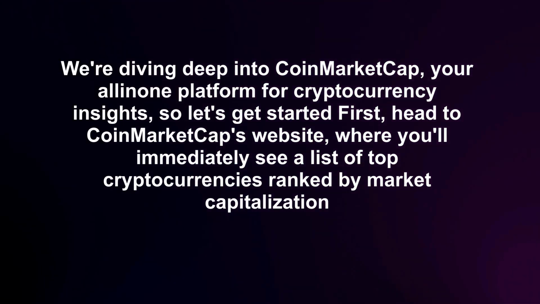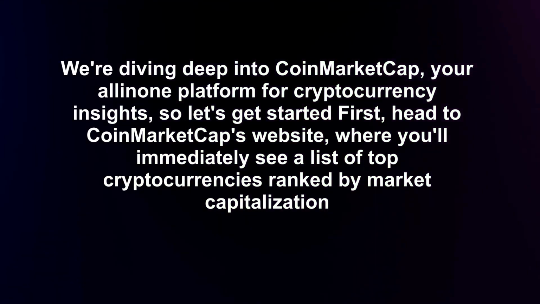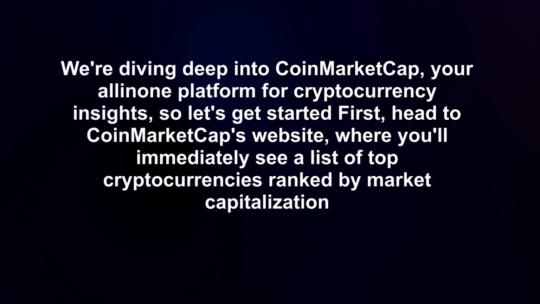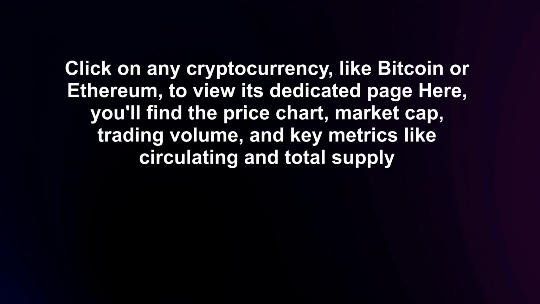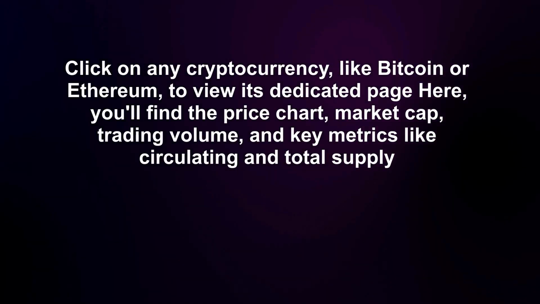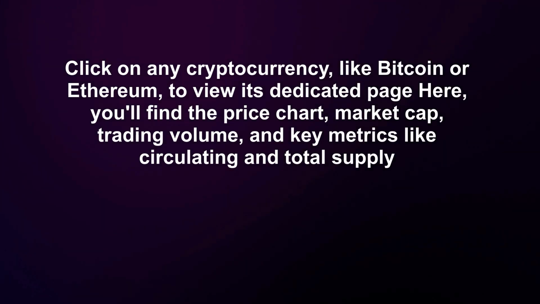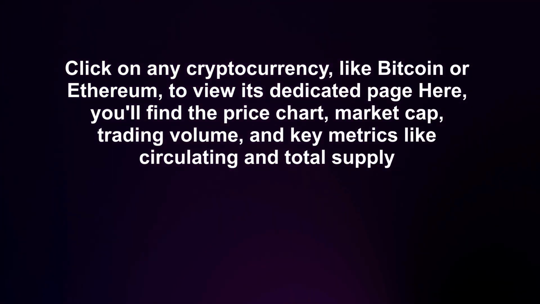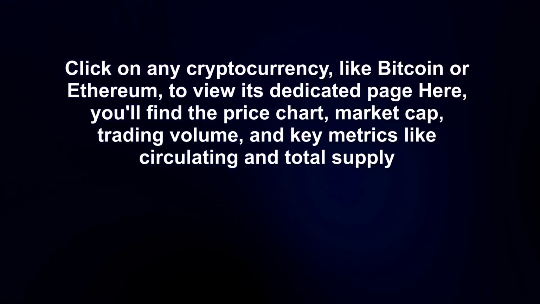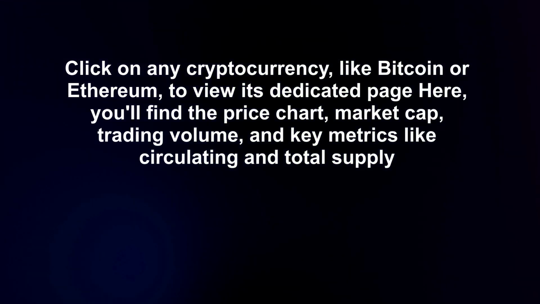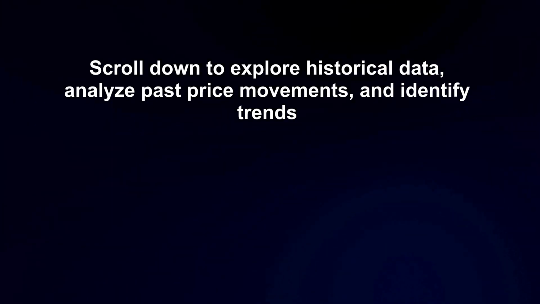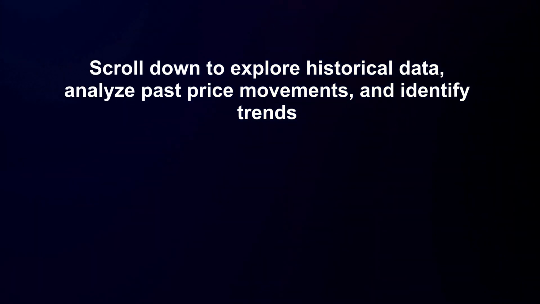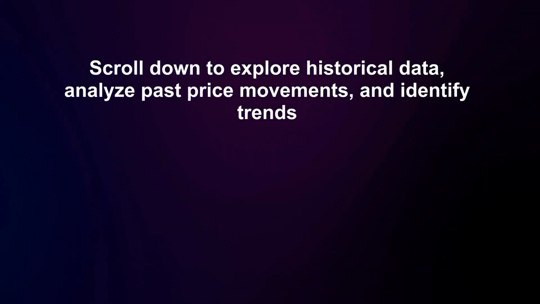So let's get started. First, head to CoinMarketCap's website, where you'll immediately see a list of top cryptocurrencies ranked by market capitalization. Click on any cryptocurrency, like Bitcoin or Ethereum, to view its dedicated page. Here, you'll find the price chart, market cap, trading volume, and key metrics like circulating and total supply. Scroll down to explore historical data, analyze past price movements, and identify trends.